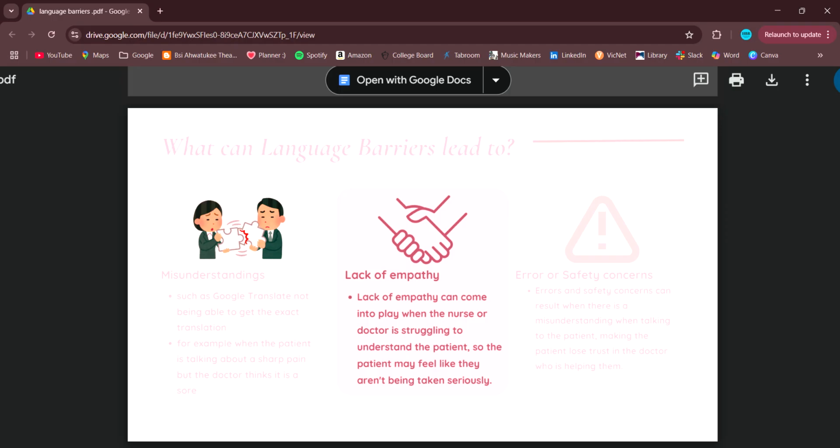And third, error or safety concerns. These concerns can be a result of a misunderstanding when talking to the patient, and it can essentially make the patient lose trust in the doctor who is helping them.